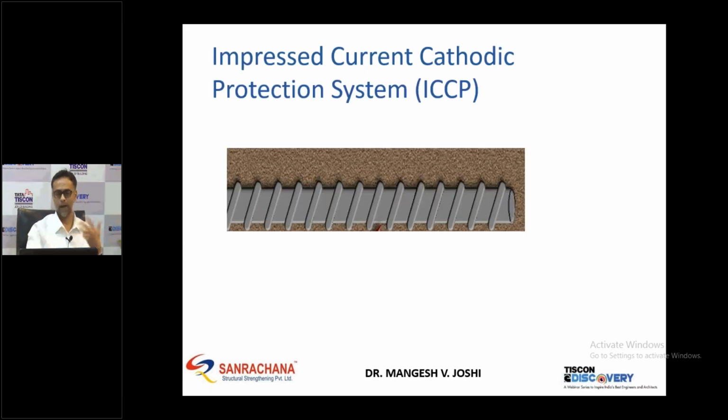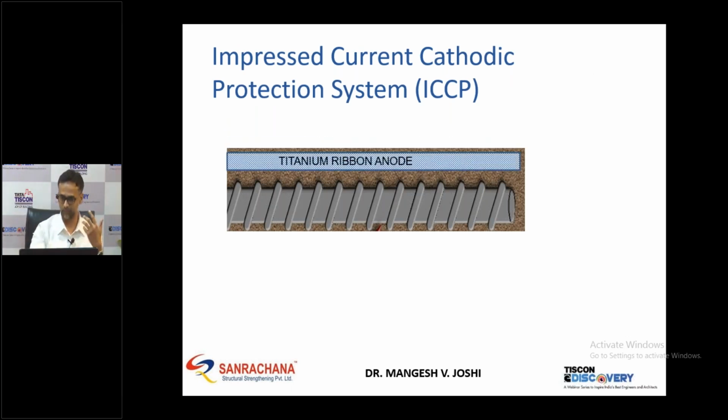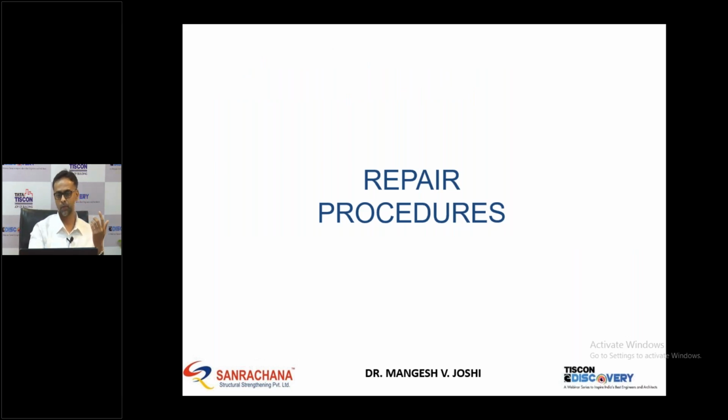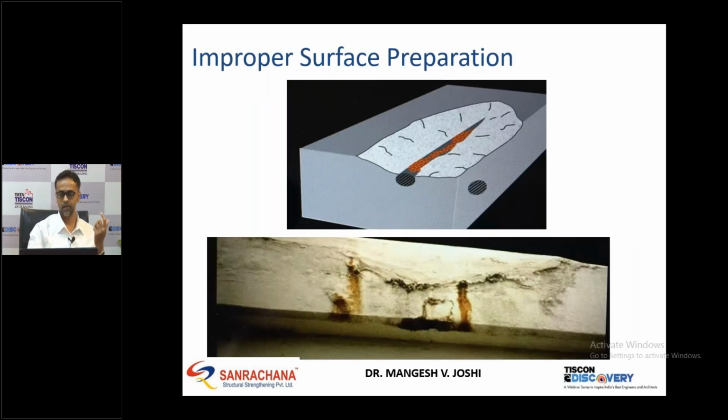The other is a more active method, like the impressed current method, where we can introduce this type of ribbon, and we can have an external power supply, and we can make it a permanent anode, and we can make the steel a permanent cathode. But these systems are generally very expensive, so the choice will depend on the importance of the structure. And the repair procedure is very important.